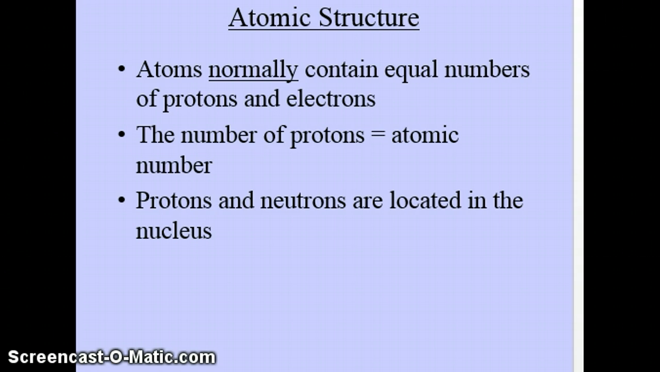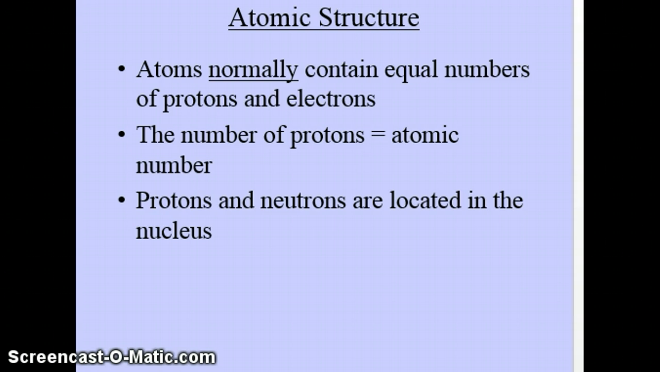Now, an important point to remember is that in atoms, normally the number of protons equals the number of electrons. So, again, if you have 5 protons, normally you're going to have 5 electrons. But that's not always the case. Not every atom is going to have exactly the same number of protons and electrons. And usually where that happens is in ions. In ions, you have an unequal number of protons and electrons.